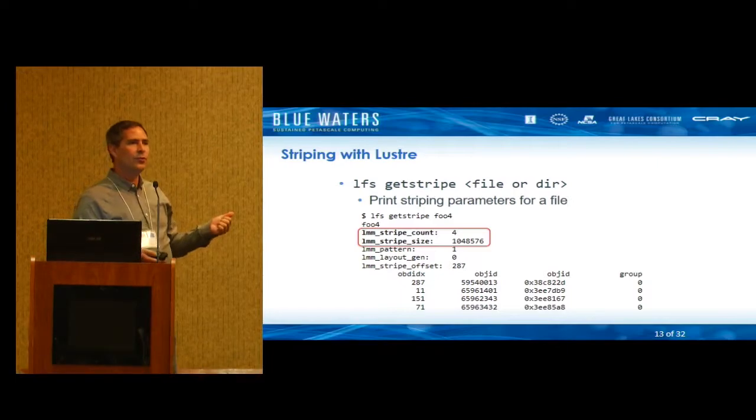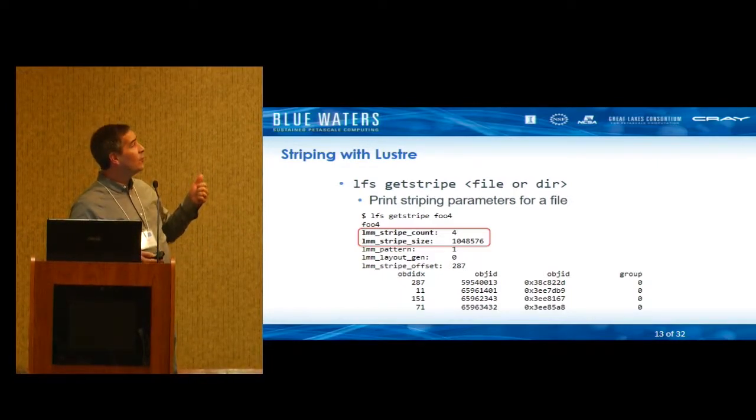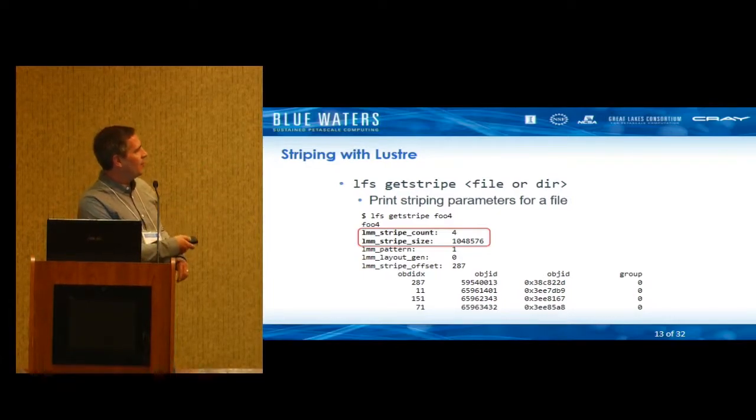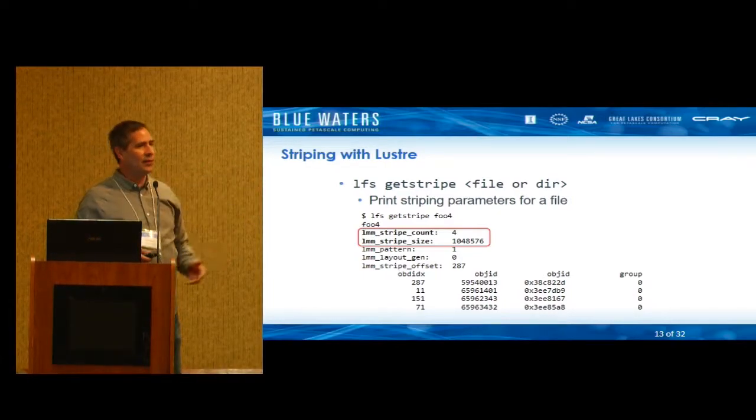There's a command line tool to set this. You can also do it with MPI-IO. I'll show that in a sec. But if you just want to see the striping parameters of your file, you can just say lfs getstripe on a file or directory. And so there we see the stripe count 4 and stripe size of 1 megabyte.